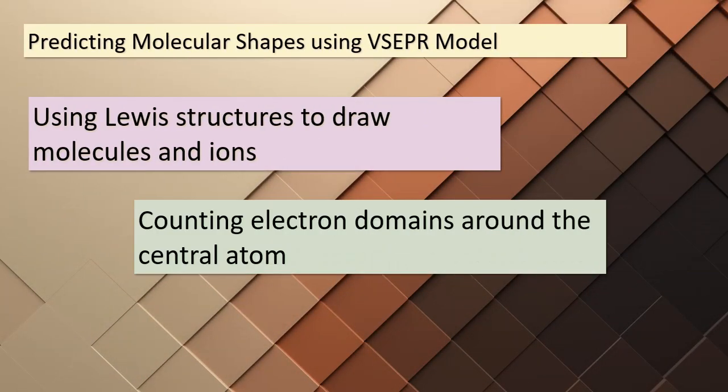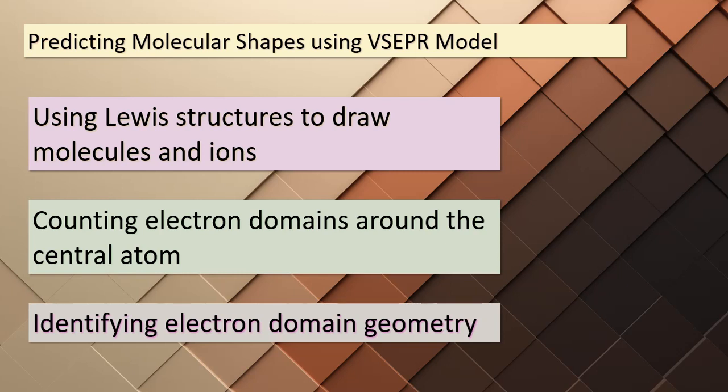Hello, dear students. Today, we're going to embark on a fascinating journey into the world of predicting the shapes of molecules and ions using a powerful model called VSEPR. So, what's VSEPR, you ask? Well, it stands for valence shell electron pair repulsion, and it's like a secret code that helps us decipher how atoms arrange themselves in a molecule. Now, let's uncover the steps to predict these shapes and bring clarity to this concept.